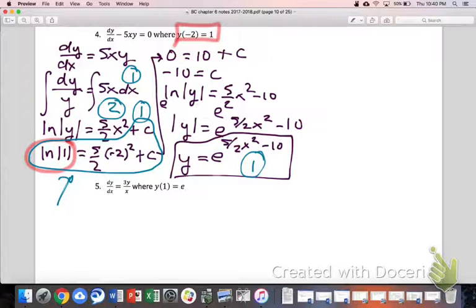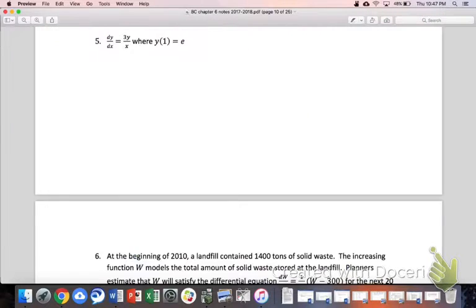Give this one a try, and once again, feel free to pause the video and try it, and then play the video once you're ready to see the solution. All right, hope number 5 went well for you. Here is a solution to number 5.